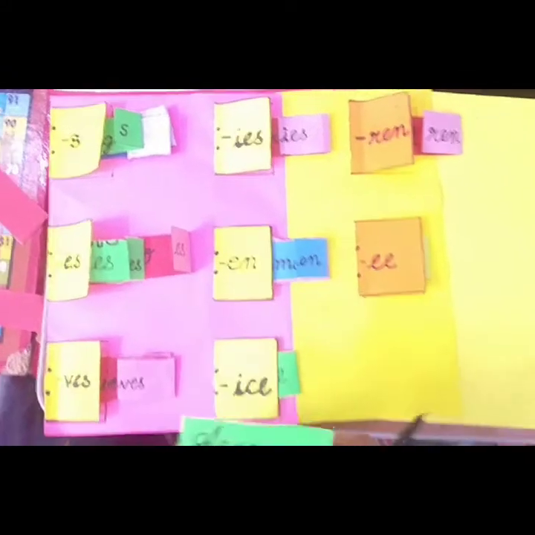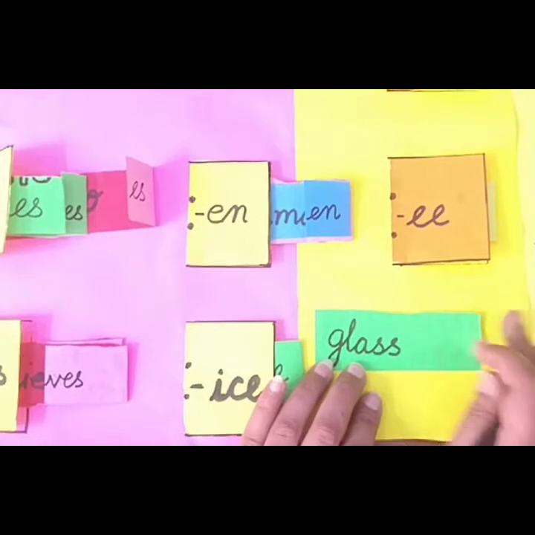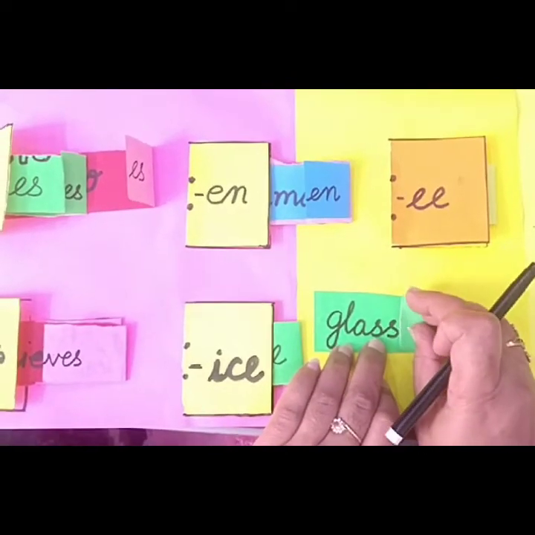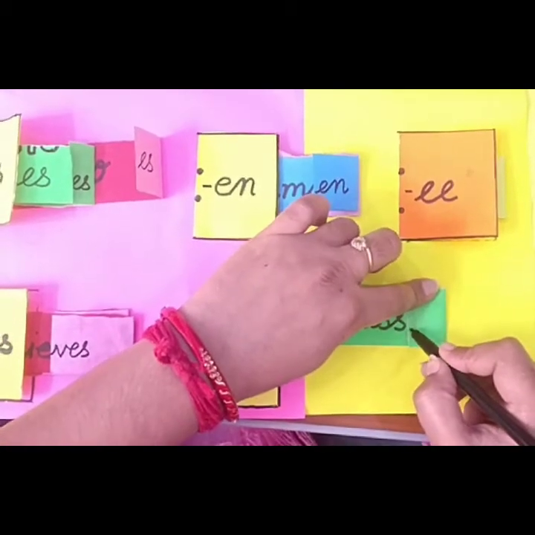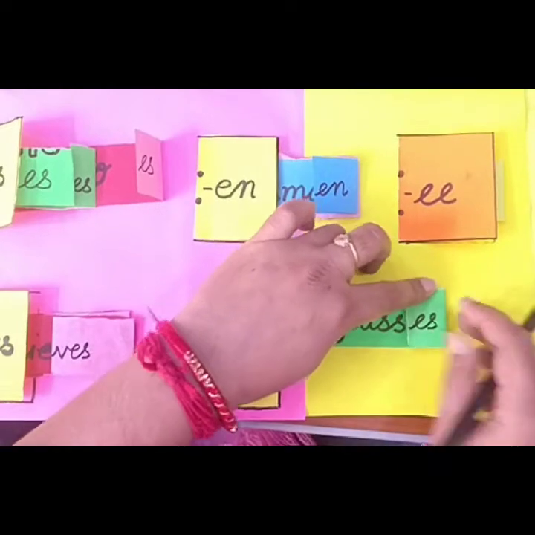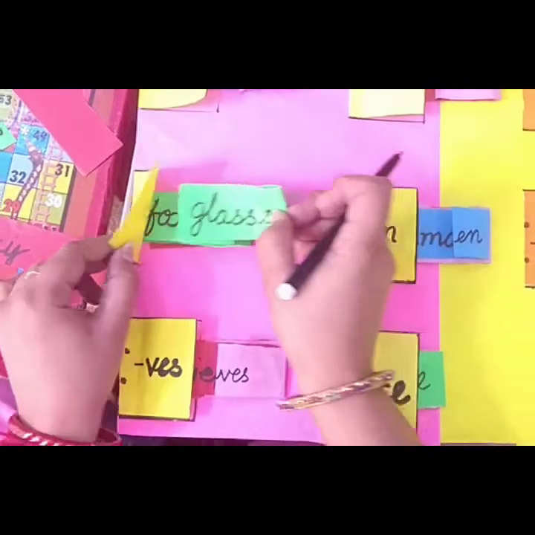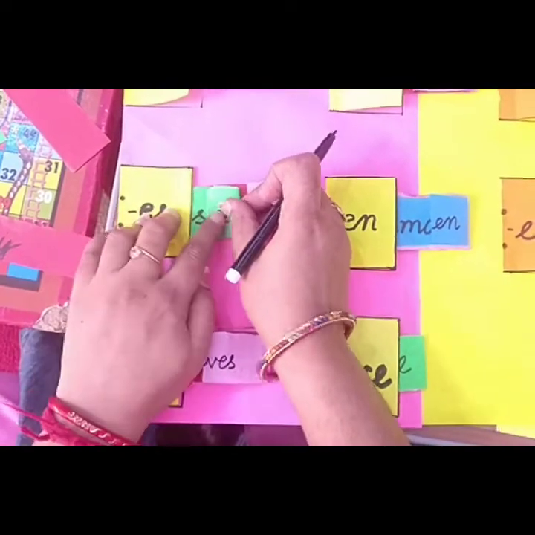I have another word, glass. If there is a double S at the end, what we have to do is add the suffix ES. Glass will become glasses. So we'll add ES at the end of the word glass. It will become glasses and we'll paste it under the book cover ES. So we will paste it here.